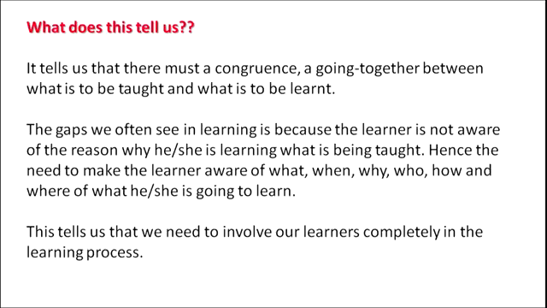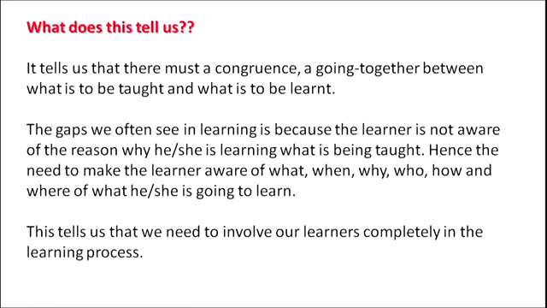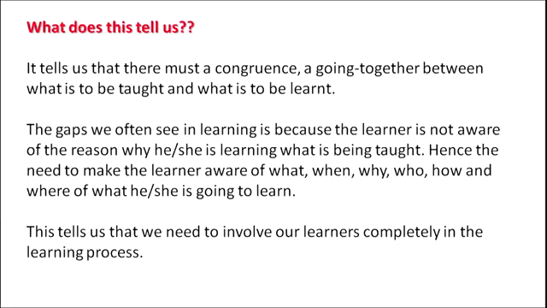So there's a relationship between what we teach and what we learn. So what does this tell us? It tells us that there must be a congruence, a going together between what is taught and what is learned. So the gaps that we sometimes see in learning is because the learner is not aware of the reason why he or she is learning what is being taught. So hence the need to make the learner aware of what, when, why, who, how, and where of what he or she is going to learn.